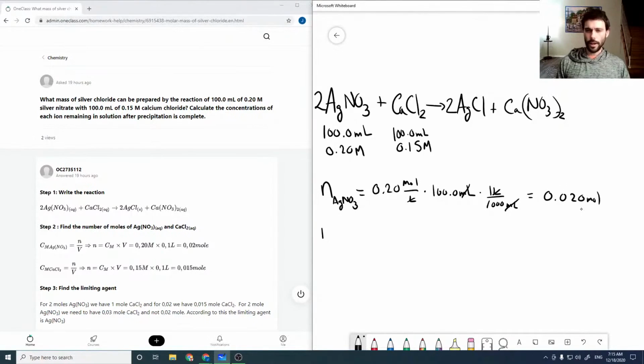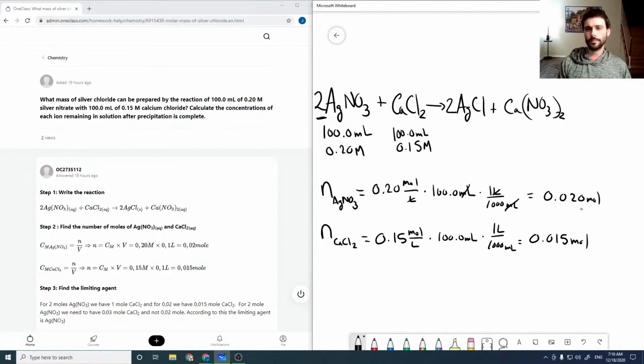And now if we check our moles of calcium chloride, it's 0.15 moles per liter times 100.0 mils times 1 liter per 1,000 mils, which is just 0.015 moles. Okay, so there's our moles of our species that are present in our solution.